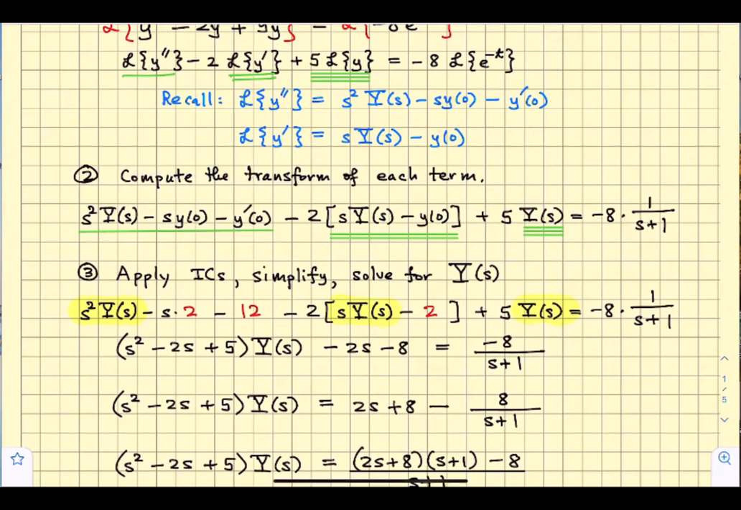For step 3, let's apply the initial conditions, because we notice in the line above that we have an initial condition here, here, and here. So let's apply our initial conditions. Let's simplify. Let's isolate and solve for big Y of s.